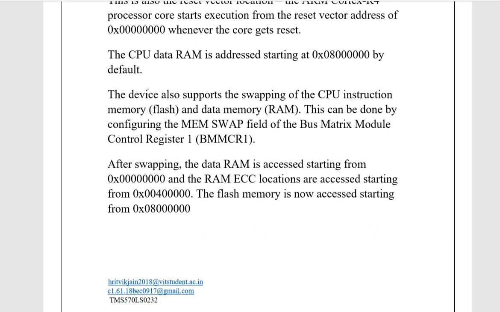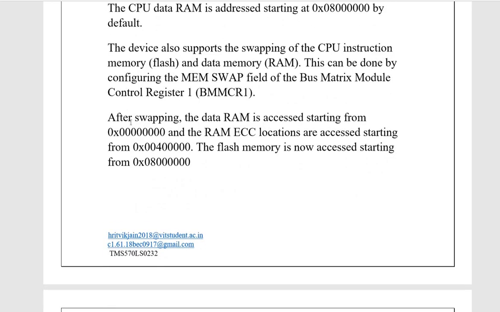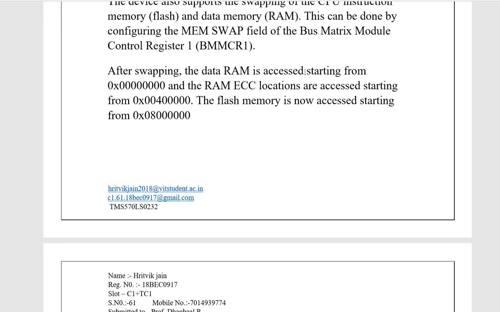default, and the device also supports the swapping of the CPU instruction memory and the data memory. This can be done by configuring the MEM swap field of the bus matrix module control register 1. After swapping, the data RAM is accessed starting from 0x00000000, and the RAM ECC location is addressed starting from 0x00400000, and the flash memory is also accessed starting from 0x08000000.